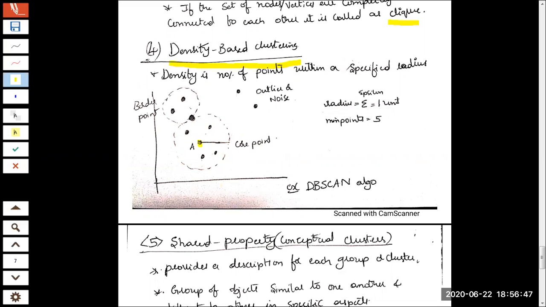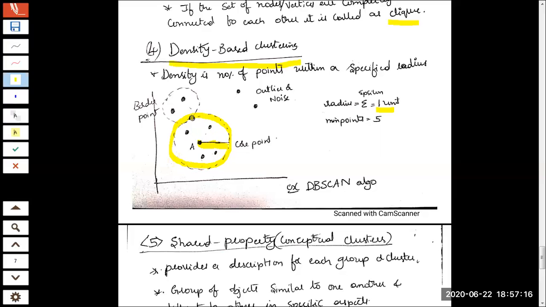Take a radius under consideration. For example, it's 1 unit here. So 1 unit radius has been taken. Draw a circle here. Whatever points fall within this circle will be the density of this circle or cluster. So this circle is a cluster here.